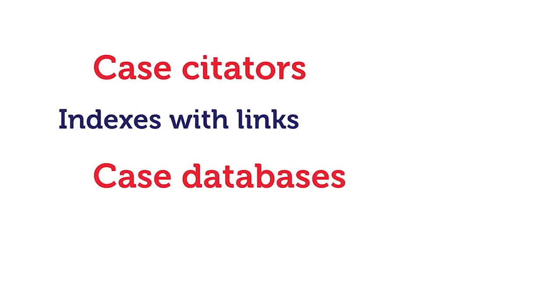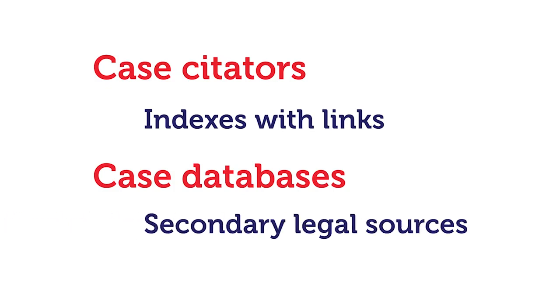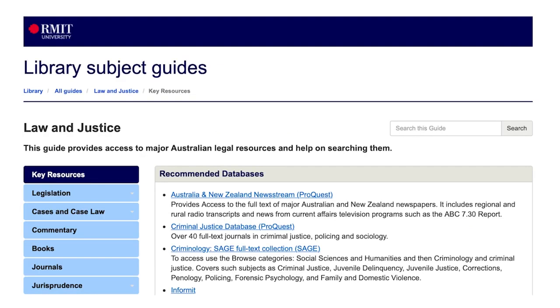Case citators are indexes to case citations with links to full text judgments. Case databases contain secondary legal sources like journal articles, commentary, and research. RMIT students have access to online case citators and case databases through our library's subject guide for law and justice.